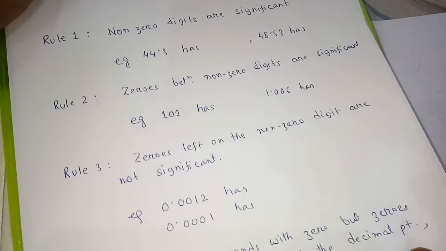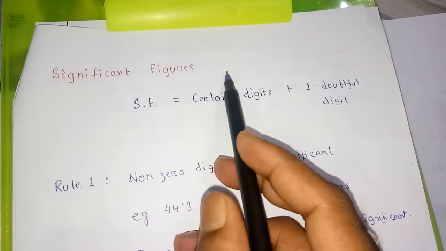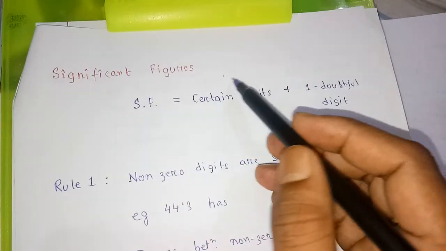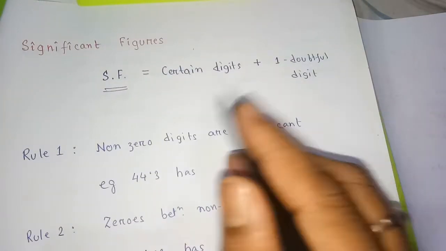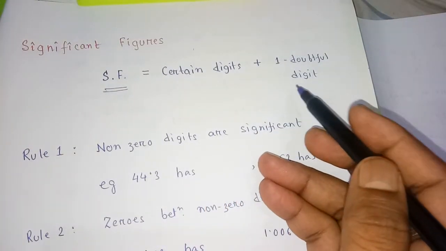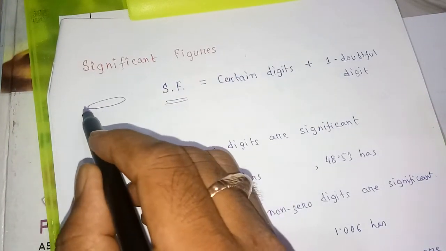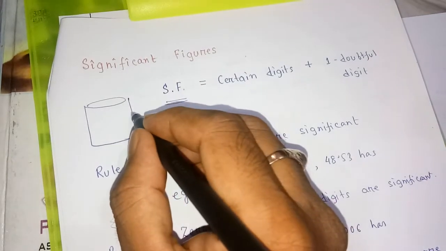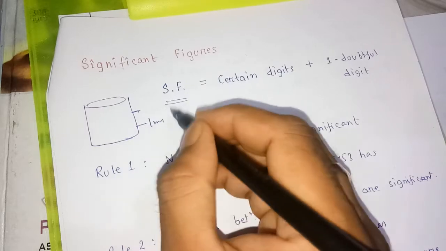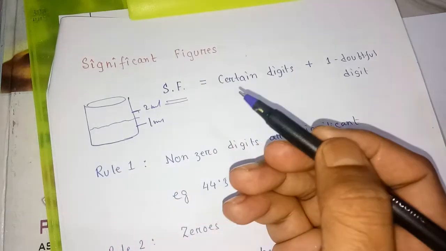An important one: the topic that you're going to start, you also have in your physics syllabus. The significant figure, in short we write S.F. Significant figure equals certain digits plus one doubtful digit. So let us consider, student, this is a beaker. This is the 1 ml mark, this is the 2 ml mark, and you are finding the water here.